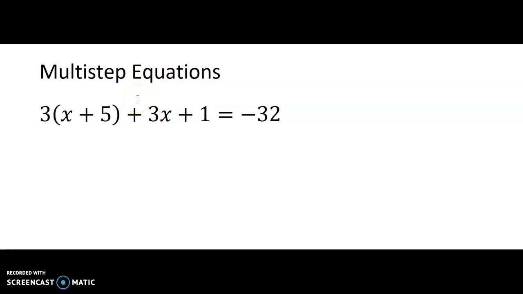Hello guys, today we're going to be doing multi-step equations. This is going to be quite long, so make sure that you write this neatly, replay the video if you need to, and make sure you write the notes and leave plenty of space to do the work. Alright, so let's look at this problem.